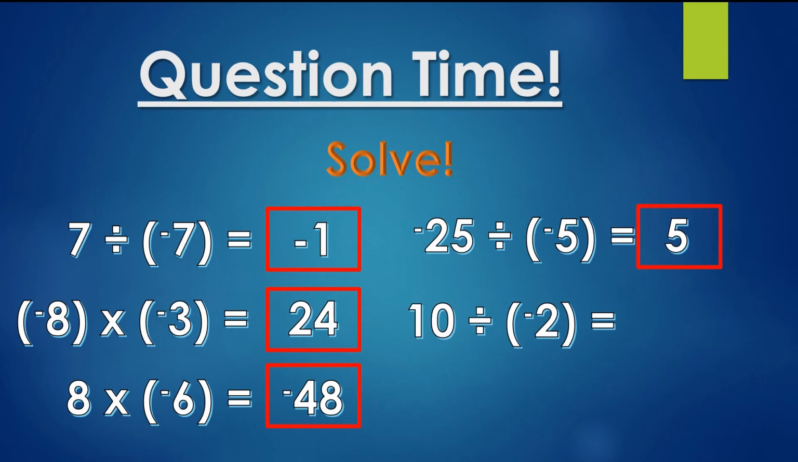Then we have 10 divided by negative 2. Since we have different signs, we're going to divide as normal. 10 divided by 2 would be 5. And since the signs are different, it's going to be negative. It would be negative 5.